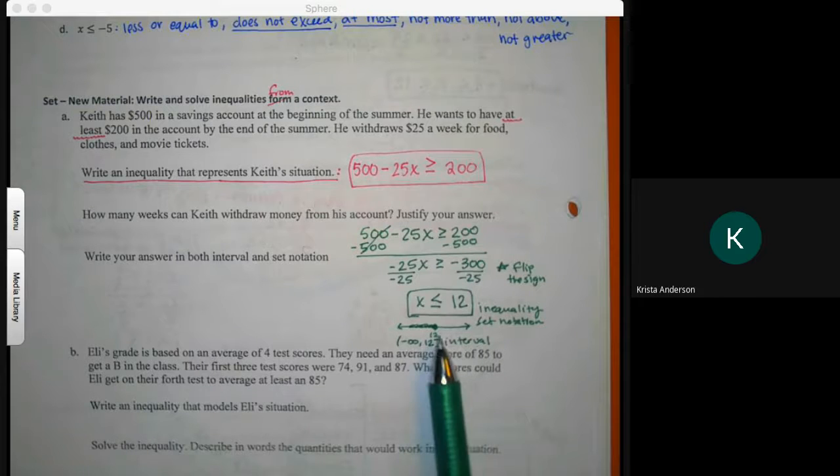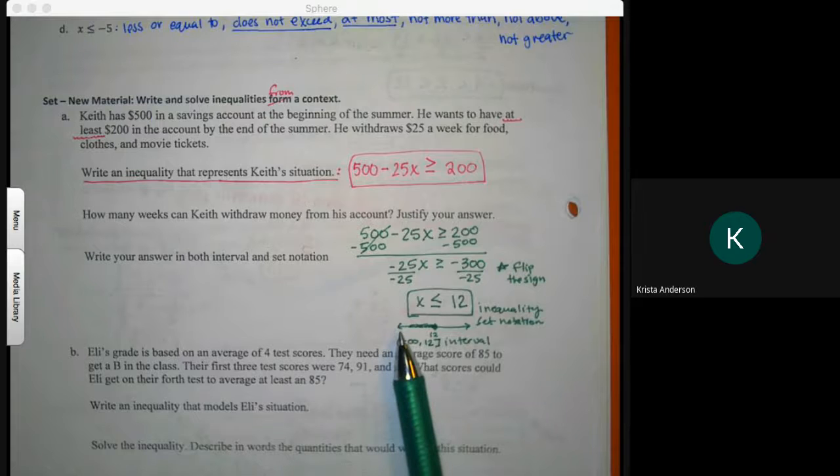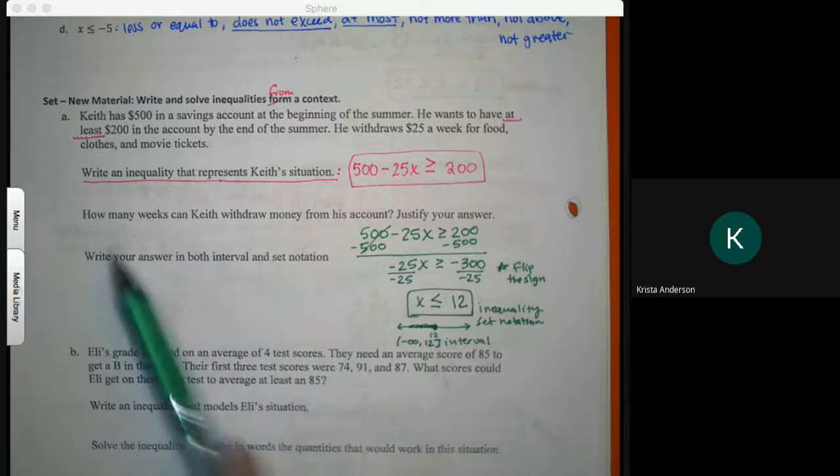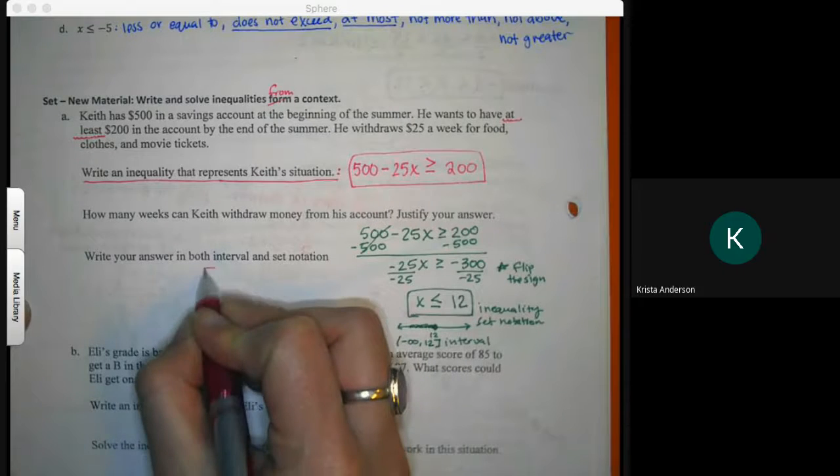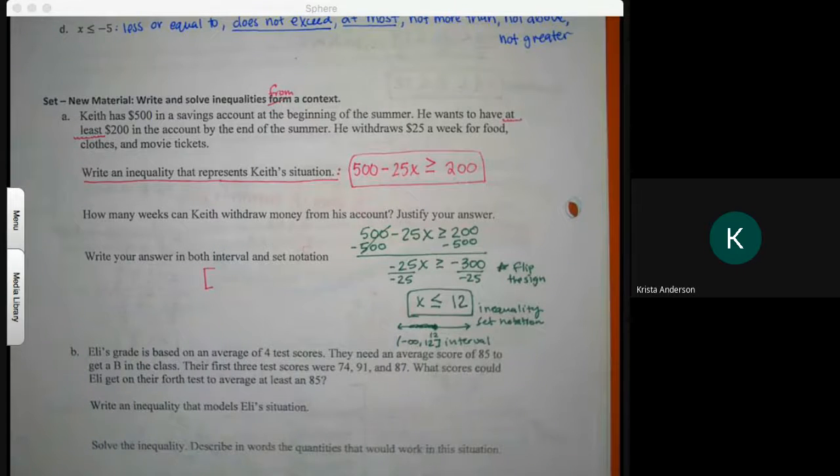Would it make sense to say that they can take out -1 week? -1 week or -2 weeks? No, in this word problem, it's going to have restrictions. So because of the restrictions, what is the lowest amount that my interval could be? During the summer, what's the least amount he could take out? 0. He could take out no money at all. That's the smallest he could do.